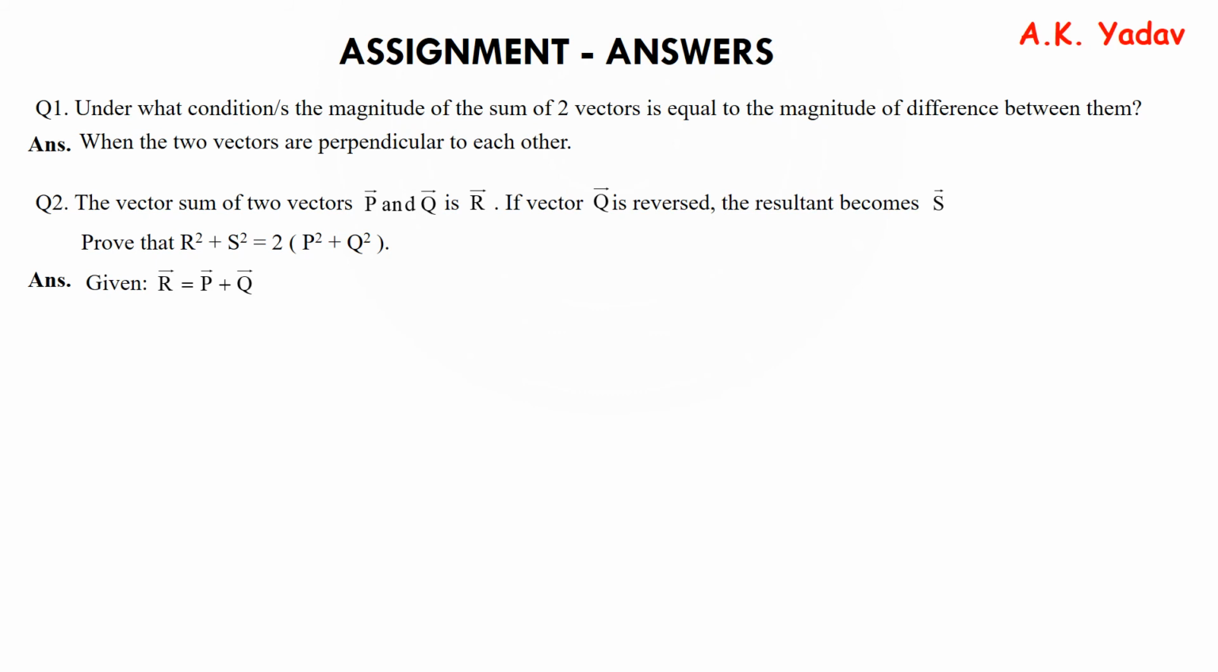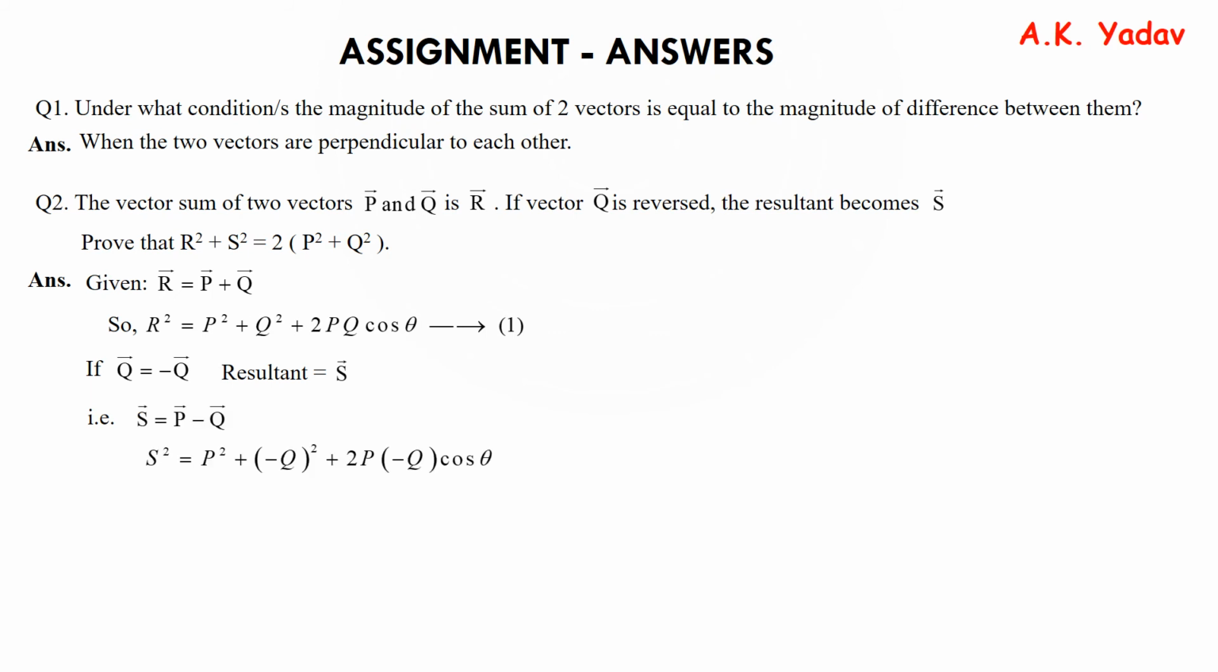So it is given R is equal to P plus Q. So R square is equal to P square plus Q square plus 2PQ cos theta. We have already derived. Check the examples for this. Now if Q becomes minus Q, so resultant S is equal to P minus Q. So S square is equal to P square plus minus Q square plus 2P minus Q into cos theta. This gives S square is equal to P square plus Q square minus 2PQ cos theta.